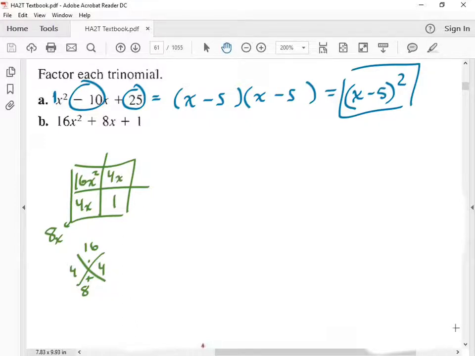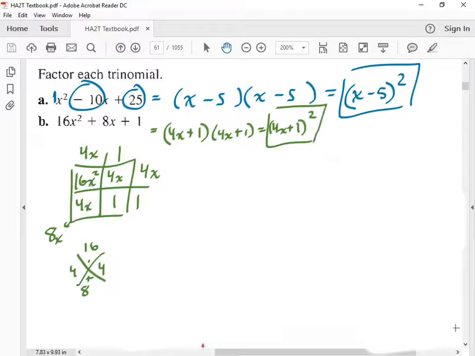So now I look at each column and row and see what I can pull out. What can I pull out of this column? I can divide both of those by 4 and an x. What can I divide both of these by? One. Okay, what can I divide both of these guys by? 4x. Oh my goodness, this looks like the same thing as the top. What can I divide both of those by? One. So now you have your answer. You have 4x plus 1, that's from the top, and then 4x plus 1, which is from the side. And yes, you can write this as 4x plus 1 and then put a squared on it.